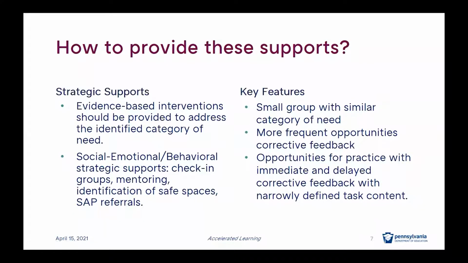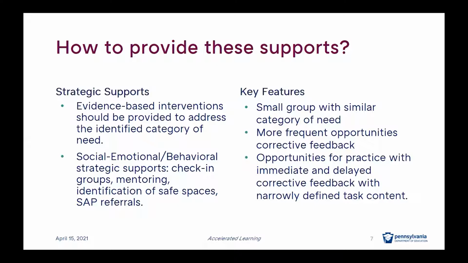So how might we provide these supports? Let's think about strategic supports first. Remember, this is 10 to 15% of students with a similar need. We want to use evidence-based interventions to address the identified category of need. So academically, we might find things like a standard protocol intervention that has good evidence that this intervention works to target that identified need for small groups of students.